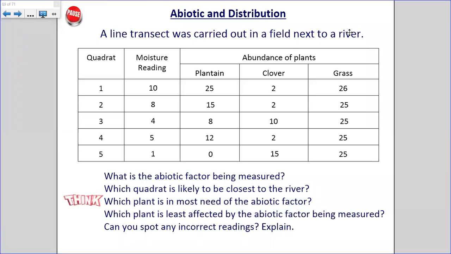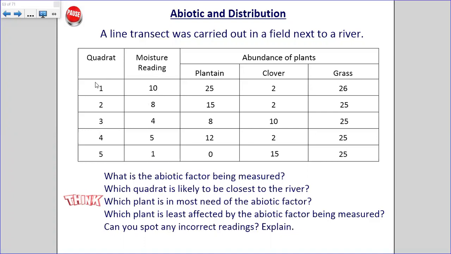Okay, so how have you got on? So what is the abiotic factor being measured? Well, if you take a look, abiotic meaning non-living, the non-living factor that you're measuring here is the moisture. Which quadrat, quadrat 1, 2, 3, 4, or 5, is likely to be closest to the river? Not 100% sure, but probably quadrat 1, because the moisture reading is highest there. Not necessarily, but probably quadrat 1.